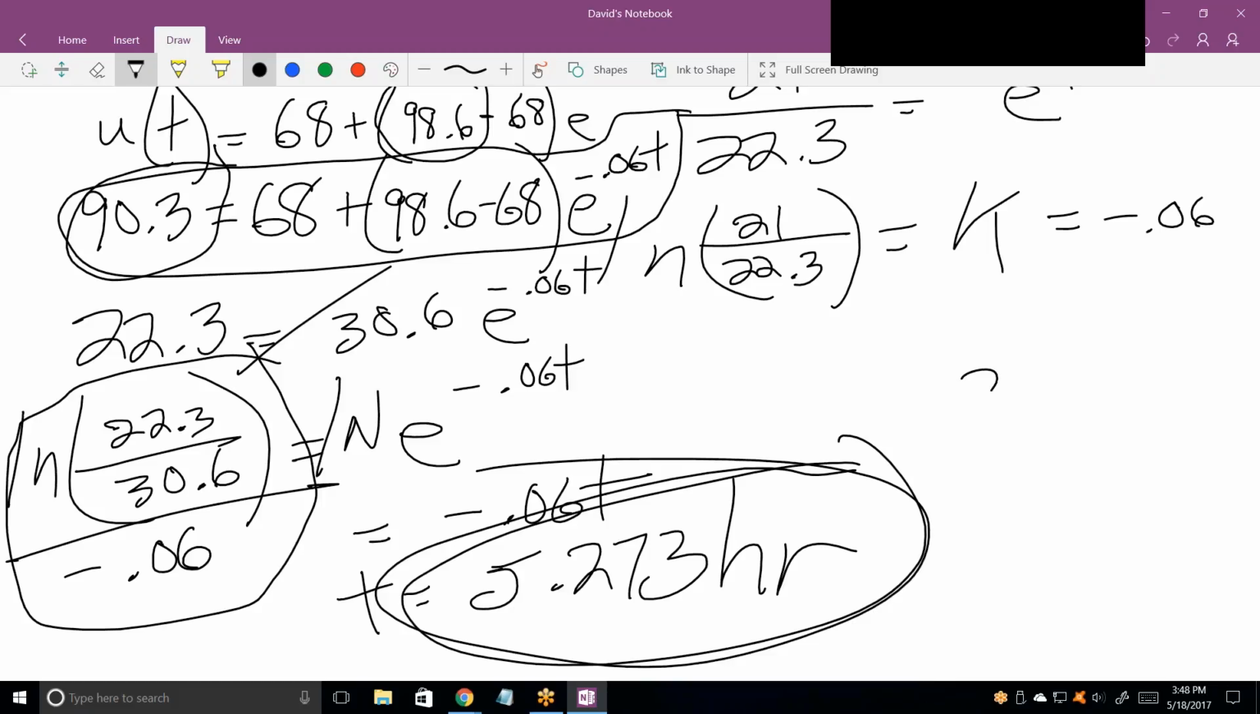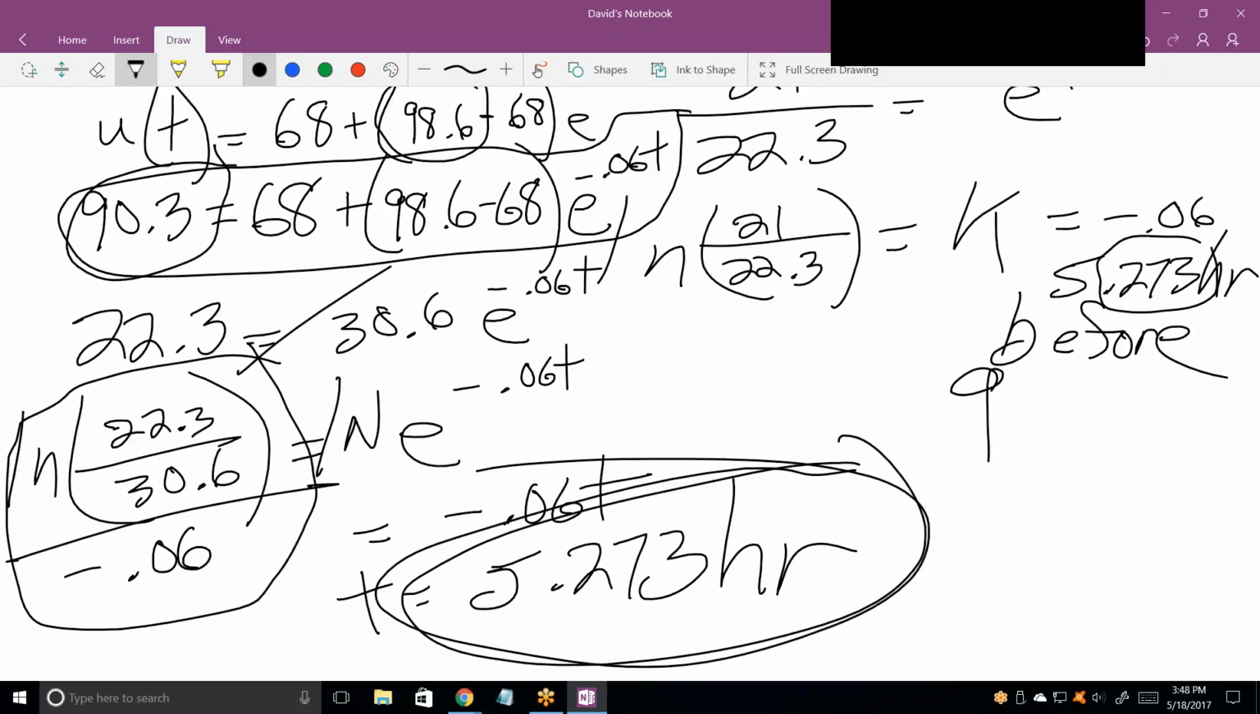So we discovered the body at 9 a.m. So at 5.273 hours before 9 a.m. is the answer. I think it is 3:33. No, I don't think so. Well, figure out what 0.273 of an hour is. Oh yeah, I didn't do that.